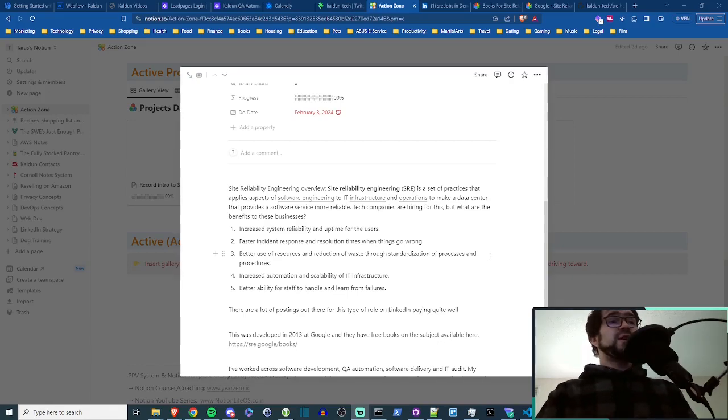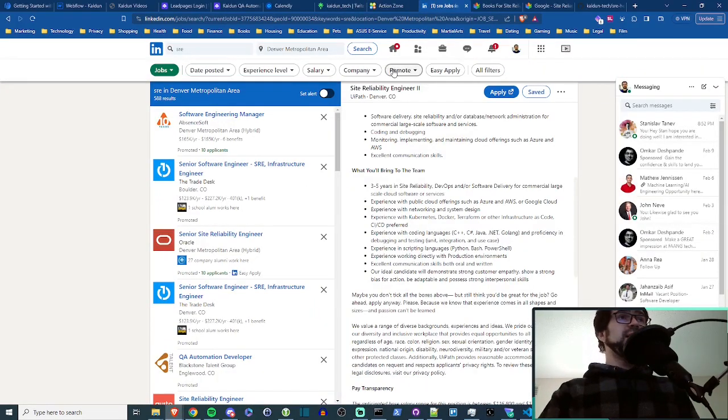And the fifth benefit is a better ability for staff to handle and learn from those failures. So let's take a quick look at LinkedIn, and I just quickly searched for SRE in the Denver metro area. Just because, hey, that's a place where I've got some family and I'd be interested in potentially relocating.